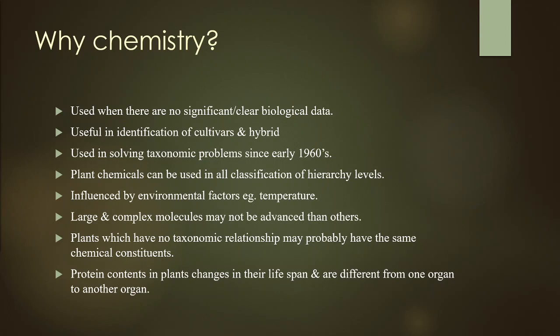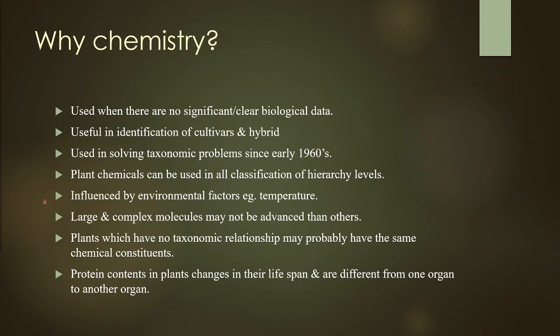So when you want to differentiate between certain cultivars, the improvement of the cultivar, for instance, and when you develop the hybrid cultivar, you can use these chemical compounds to differentiate between the varieties, and it is already used in solving taxonomic problems since the 1960s. So it's not a new science, but it's always expanding.